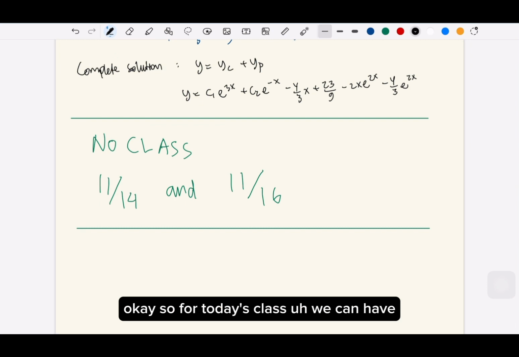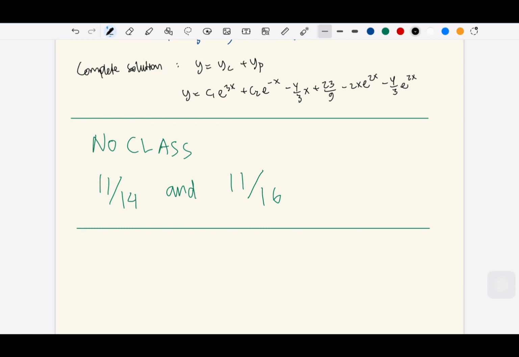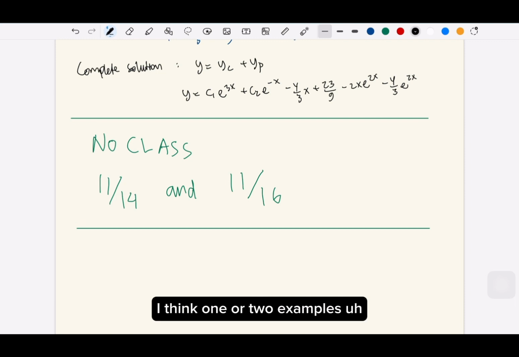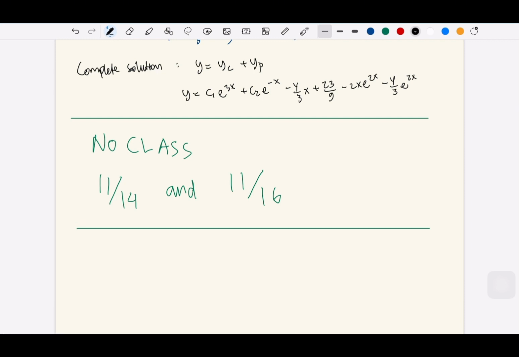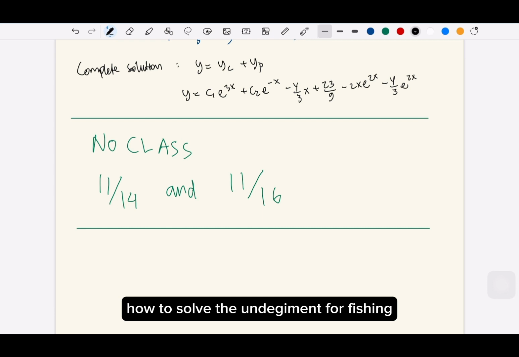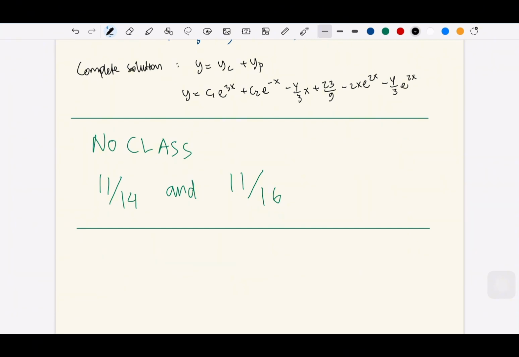Okay, so for today's class, we can have, I think, one or two examples of how to solve the undetermined coefficient. Okay.